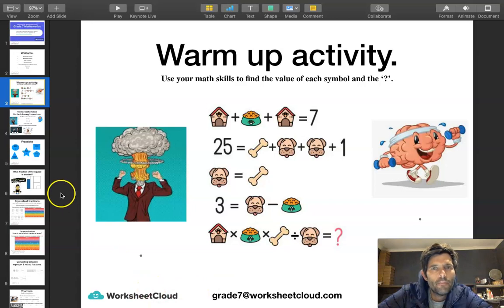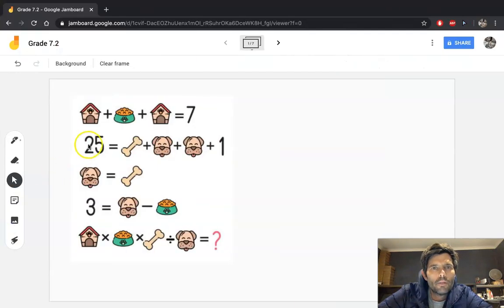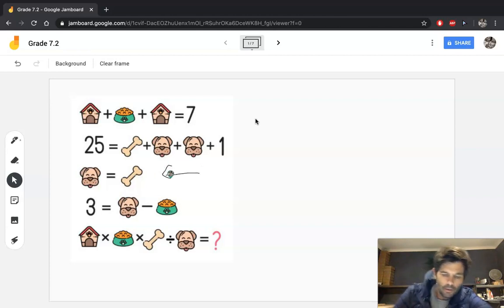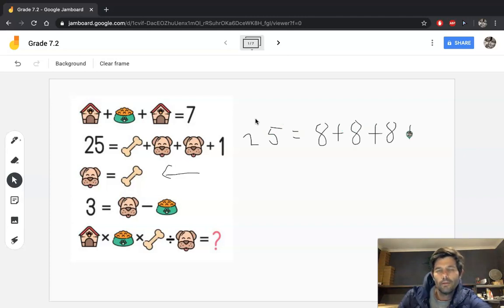Okay, so our warm-up activity for today was as follows. I would have started here and noticed that the dog and the bone are the same amount, which means that 25 is going to be equal to 8 plus 8 plus 8 plus the 1. So here I know that 3 eights is going to be equal to 24, and the dog food is 1.